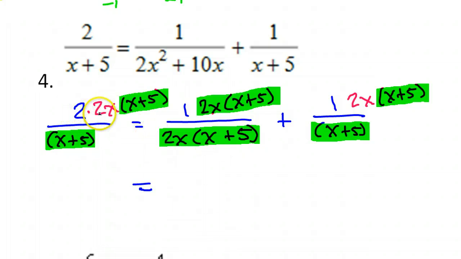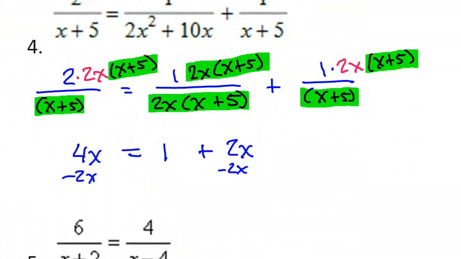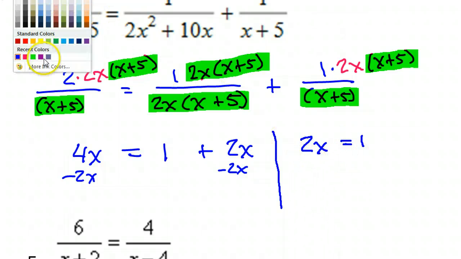So here I have 2 times 2x, so that's 4x. Here, all I have is 1, alright, but that 1 counts. And then here, I've got 1 times 2x, which is just 2x. So I see these variables on opposite sides of the equation. So let's go ahead and get those together by subtracting. Alright, that's going to give me 2x equals 1, and time to divide both sides by 2.